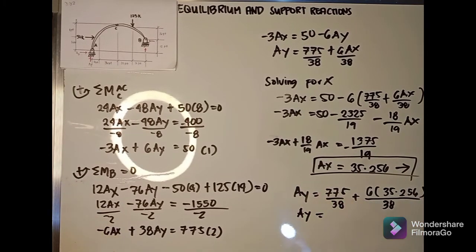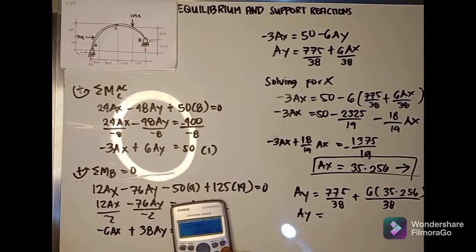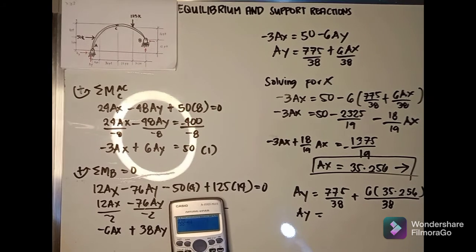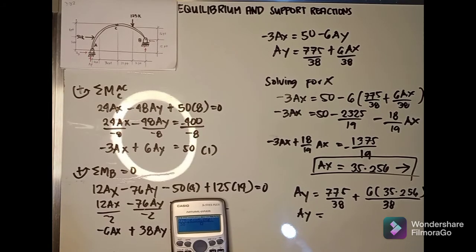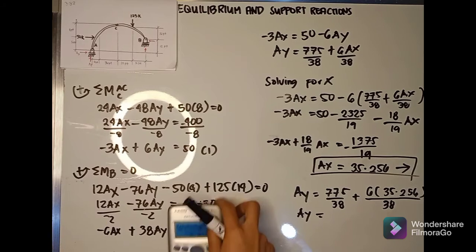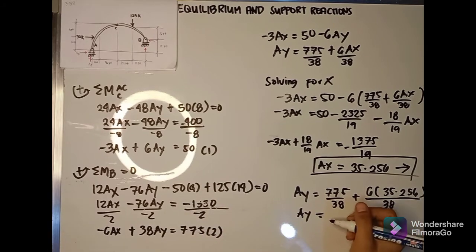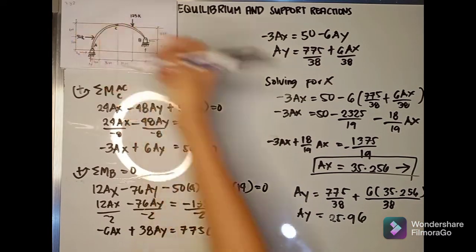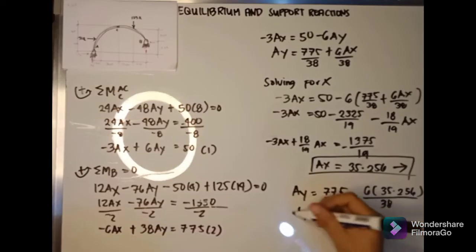So solving for AY is equals to 775 divided by 38 plus 6 times 35.256 over 38. The answer is AY is 25.961. Since it is positive, meaning our assumption AY upwards is correct. So, okay.